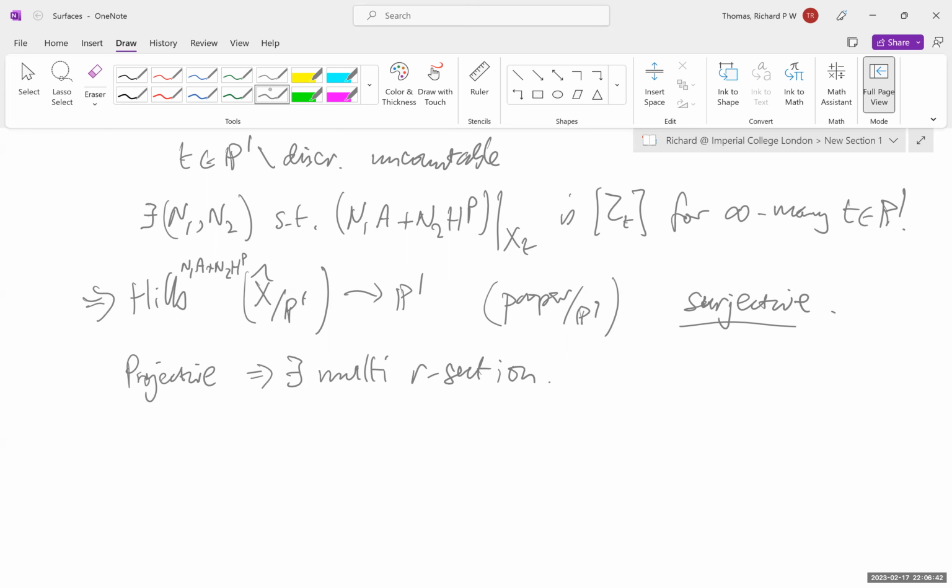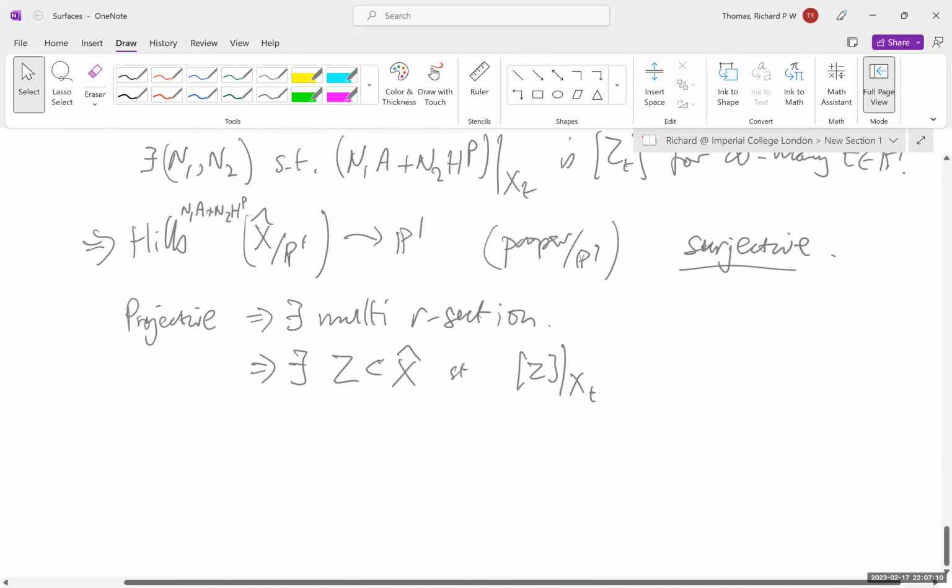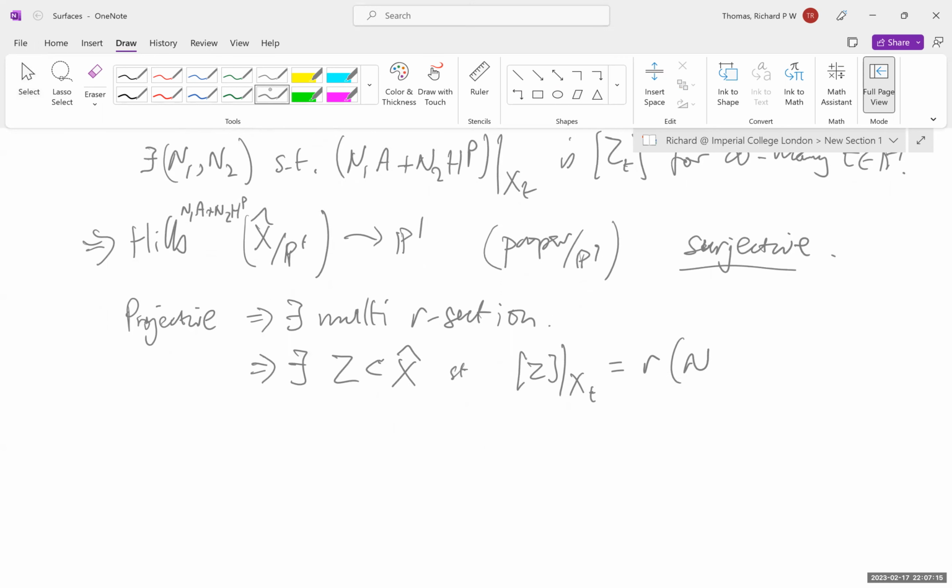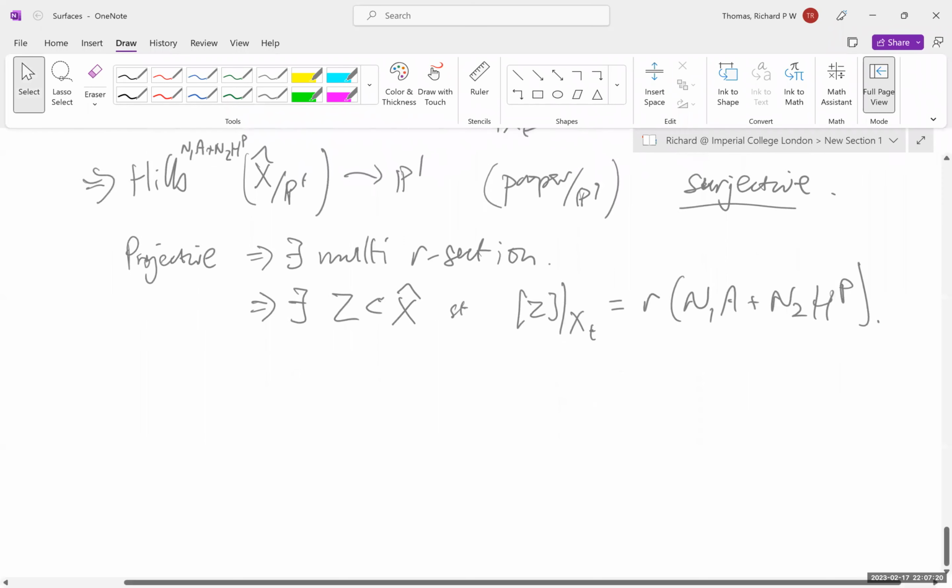Okay, and so now using that r-section, pulling back the universal subvariety parameterized by the Hilbert scheme, using the fact that the Hilbert scheme is a fine moduli space. Okay, what this means is, by the universal property, there exists a Z in X hat, some subvariety, such that whose restriction to every fiber, or at least for infinitely many fibers, the generic fiber, let's say, is r lots of my class, which is good enough.